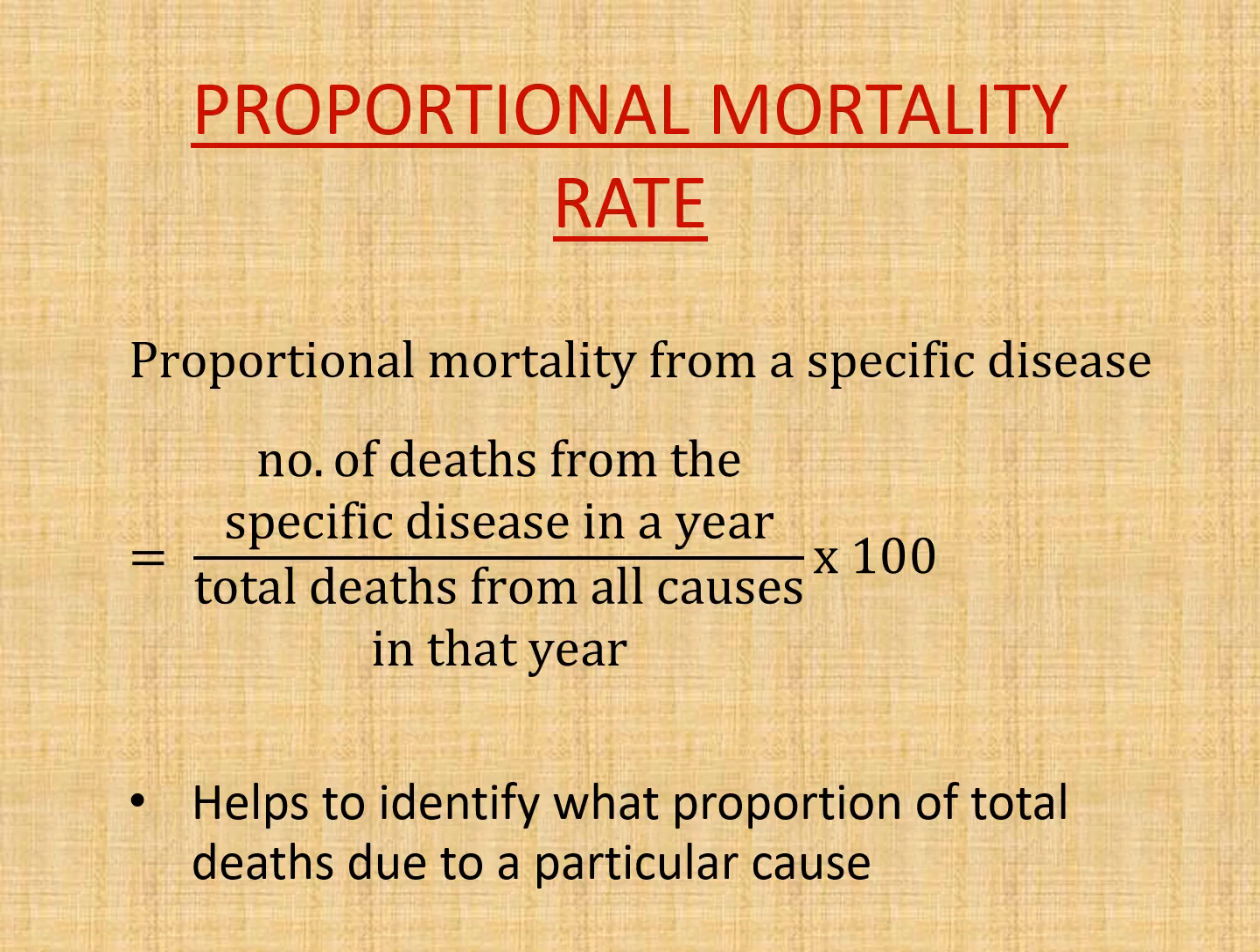Next type of indicator is proportional mortality rate. What does proportional mortality rate mean? When we want to find out the proportion of total deaths due to a particular cause, we use proportional mortality rate. The numerator is total number of deaths from the specific disease in a year, divided by total deaths from all causes in the year, multiplied by 100. So it helps to identify the proportion of total deaths due to a particular cause.